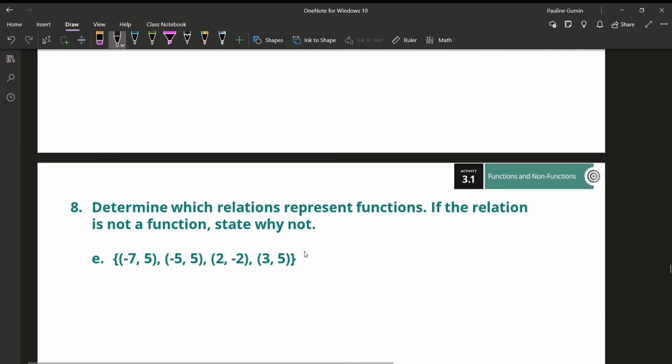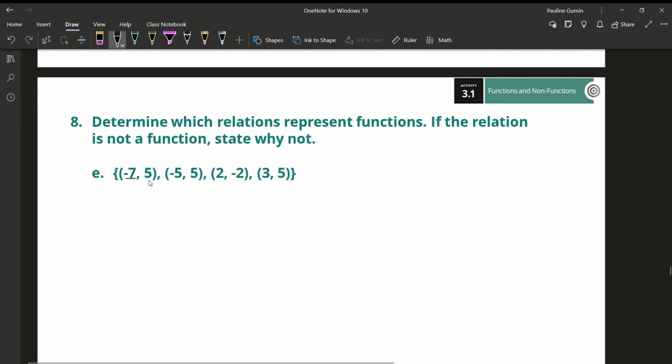Ooh, set of ordered pairs. Let's look at the x's. -7, -5, +2, +3. They are all different. This is a function.